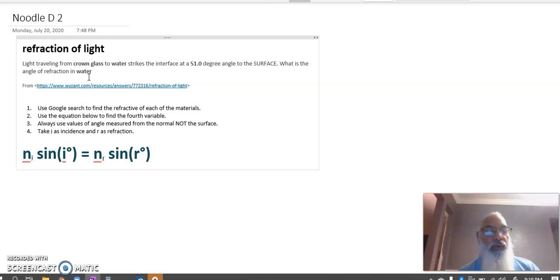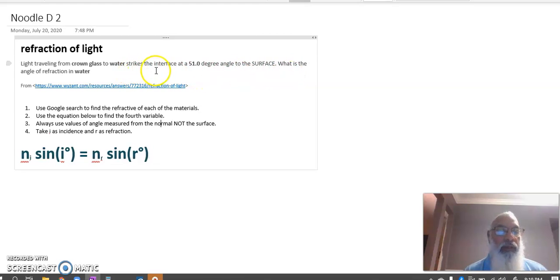Now, the first thing that you want to keep in mind is that the angle is being measured from the surface. In this case, angle of incidence and angle of refraction are both measured from the normal. In other words, what it means is that the angle you will be taking is 90 minus 51. So the angle of incidence will be 49 degrees. Okay, so that's one important thing to remember.